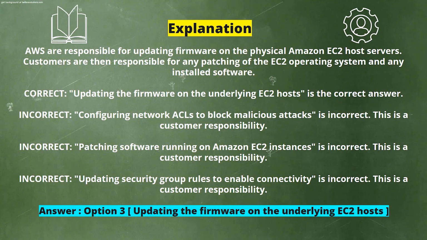Explanation. AWS are responsible for updating firmware on the physical Amazon EC2 host servers. Customers are then responsible for any patching of the EC2 operating system and any installed software. Correct. Updating the firmware on the underlying EC2 hosts is the correct answer. Incorrect. Configuring network ACLs to block malicious attacks is incorrect. This is a customer responsibility. Incorrect. Patching software running on Amazon EC2 instances is incorrect. This is a customer responsibility. Incorrect. Updating security group rules to enable connectivity is incorrect. This is a customer responsibility.